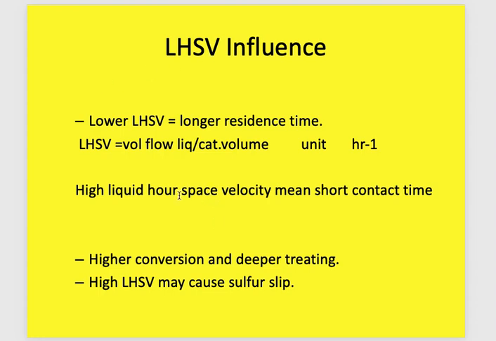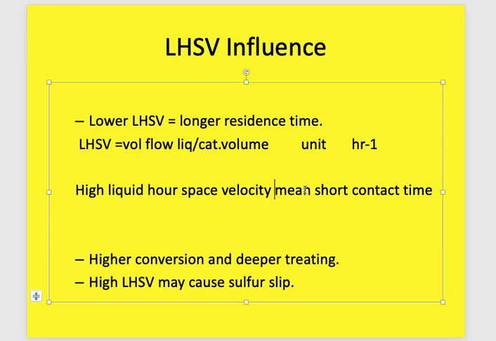A high liquid hourly space velocity means what? It means short contact time. When you calculate the liquid hourly space velocity and you find this value is high, this means that there is a short contact time between the volume of the feed and the volume of the catalyst. The equation is very simple. Liquid hourly space velocity is equal to the volume flow rate of the liquid feed divided by the catalyst volume, which is in the unit of hour to the minus one.